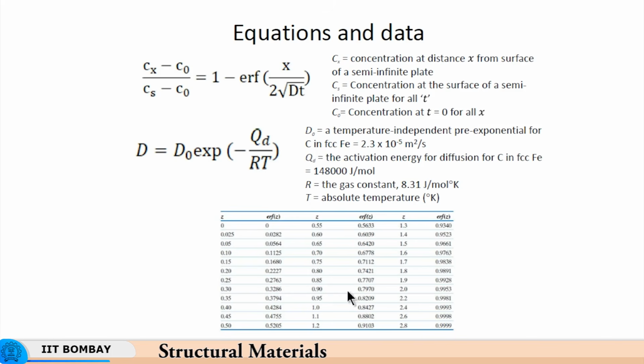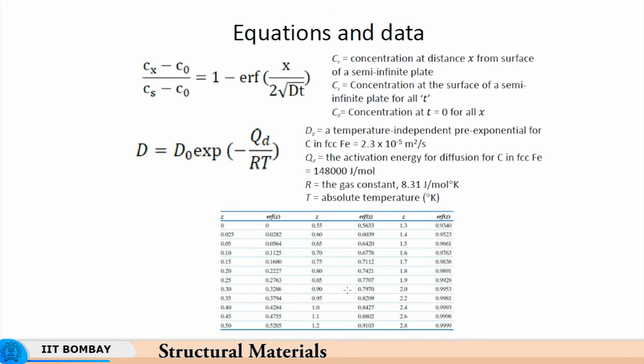Now if you look at the units for the right hand side, you will find that the distance x has to be taken in meters and not in millimeters. We have been given that the distance is 0.75 millimeter below the surface, so that 0.75 has to be converted into meters, and the rest of the units are in joules, moles, and degrees Kelvin. So Qd by RT is dimensionless, so you have the diffusion coefficient D having the same dimensions as D0.